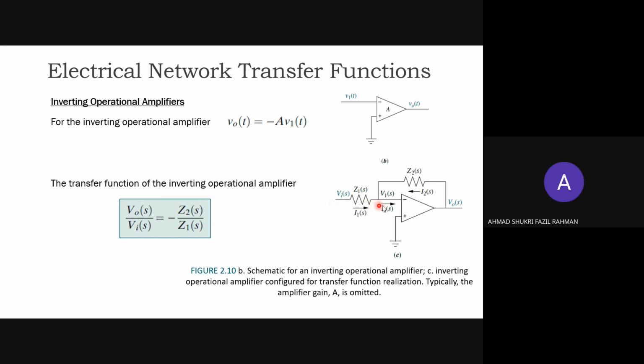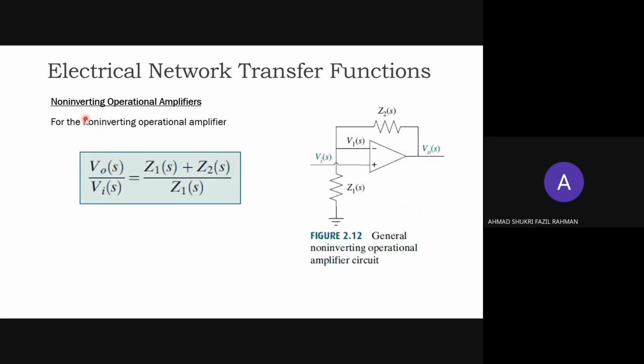For this typical configuration, the transfer function is given by the ratio between V0 over Vi. So V0 over Vi is equal to negative Z2 divided by Z1, the ratio between Z2 and Z1, a negative value. This is the inverting connection, where the input is connected to the negative side of this op-amp. Other than that, we also have non-inverting, with the input connected to the positive side of this op-amp.